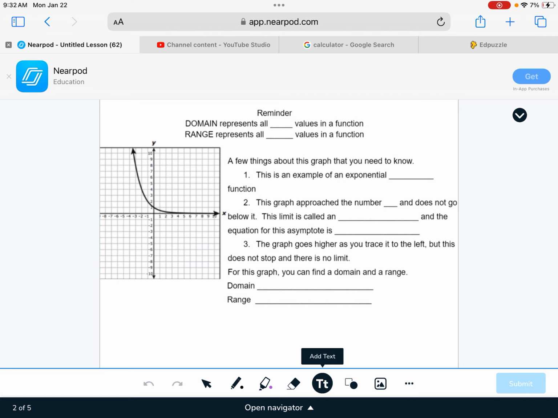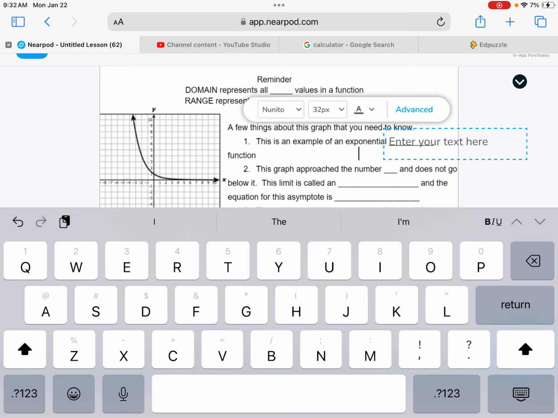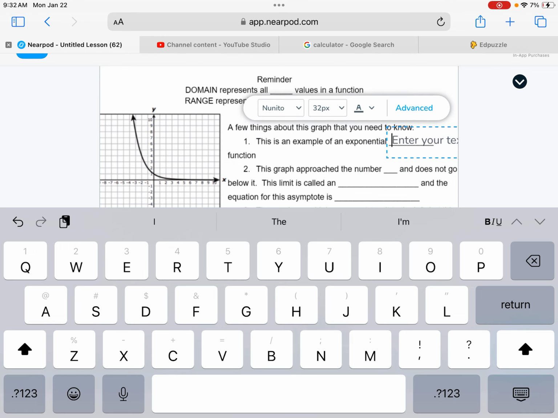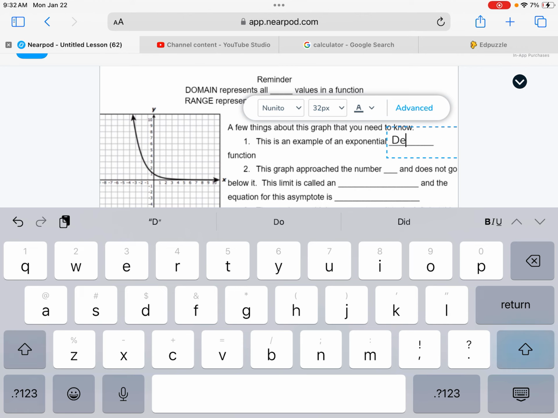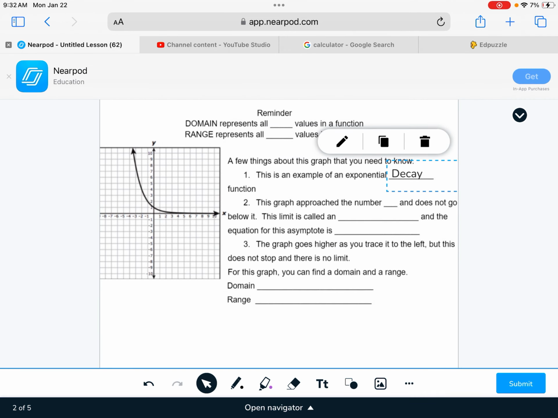And this is an exponential function, but it's a special kind of exponential function. It could either be an exponential growth function or an exponential decay function. And in this case, it is an exponential decay function because it is shrinking. It is slowly but surely getting smaller and smaller and smaller.